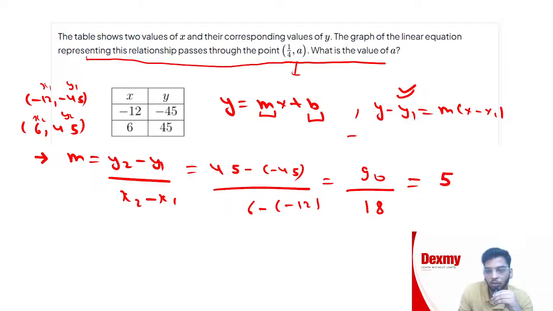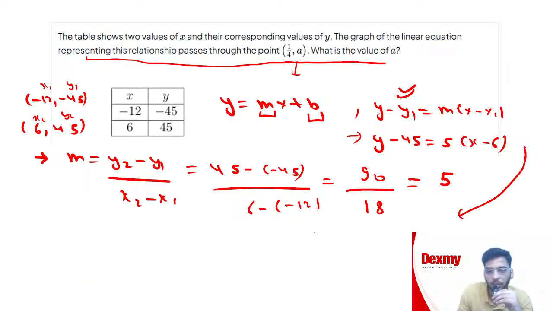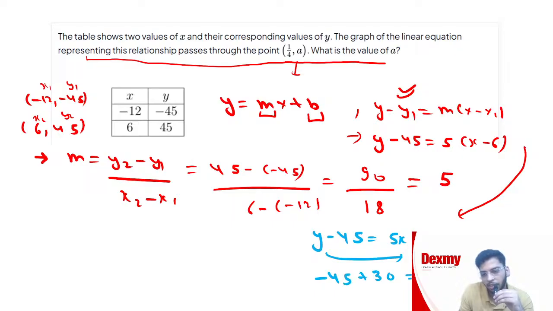Now by the point slope form, I'll put in the values. I am taking the coordinate 6, 45. So y minus 45 equals 5 into x minus 6. We can write our line equation as y minus 45 equals 5x minus 30. I'll take this y to the other side, and minus 45 plus 30 goes there. So 5x minus y equals minus 15.